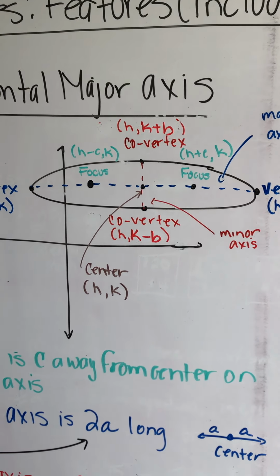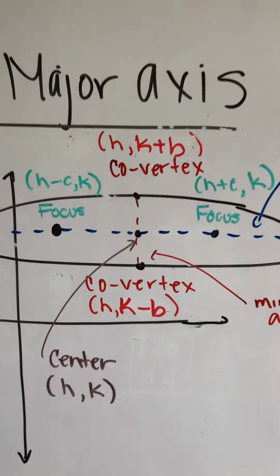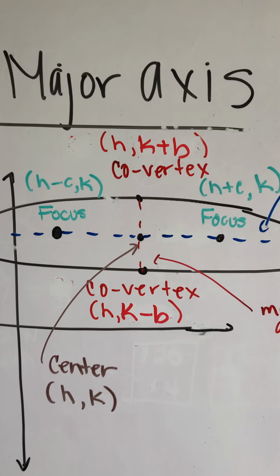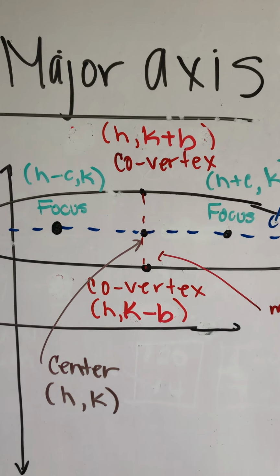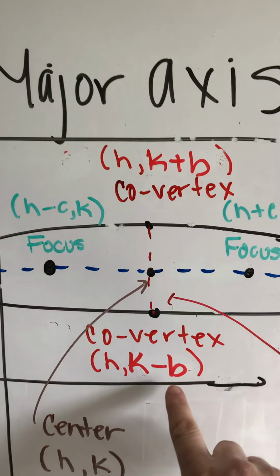Notice the ends of the major axis are called vertices. There's a vertex and a vertex. The ends of the minor axis are called covertices, right here and right here. Now the focus is on the inside of the ellipse and is what is actually used to draw the ellipse if we had string, which I usually do in class.